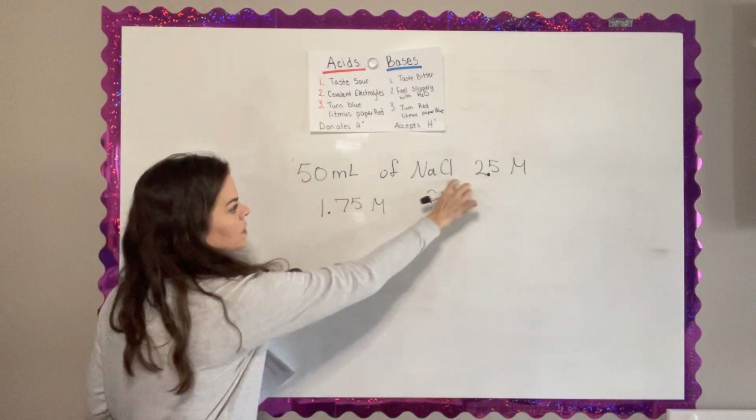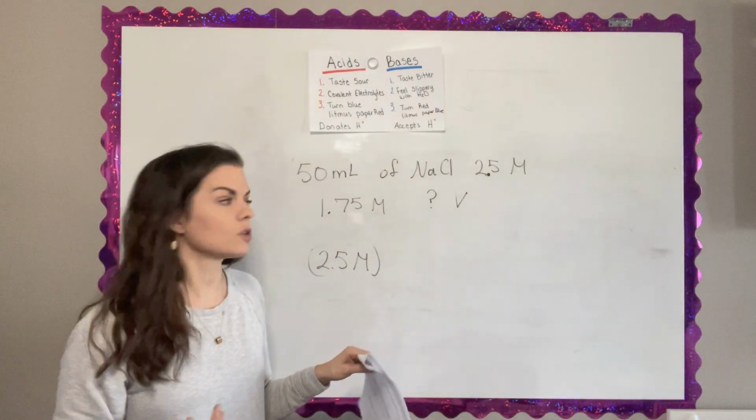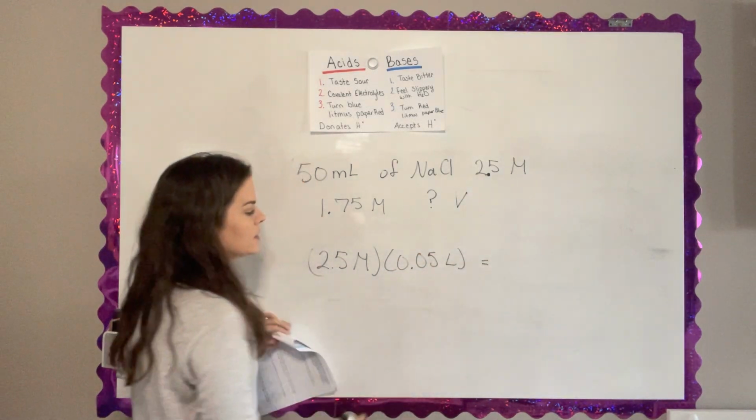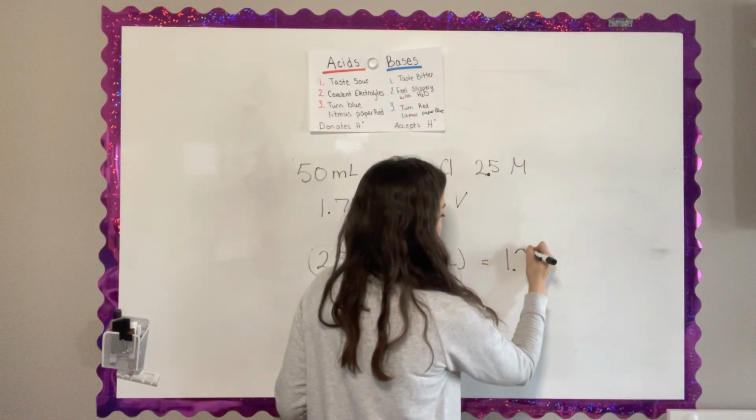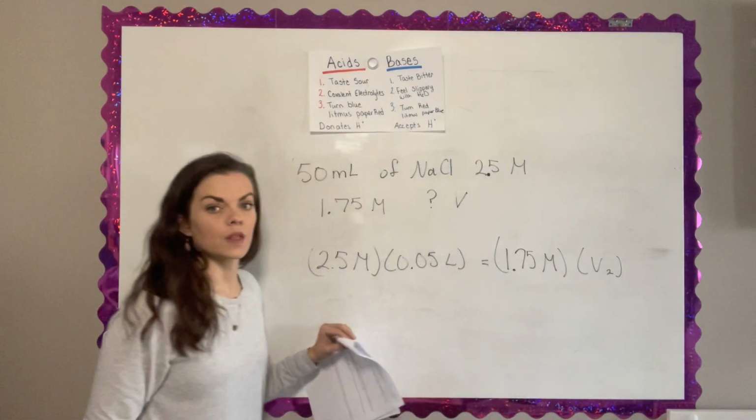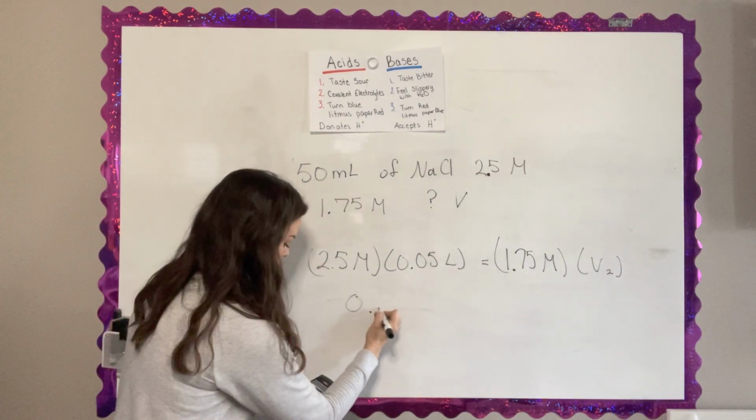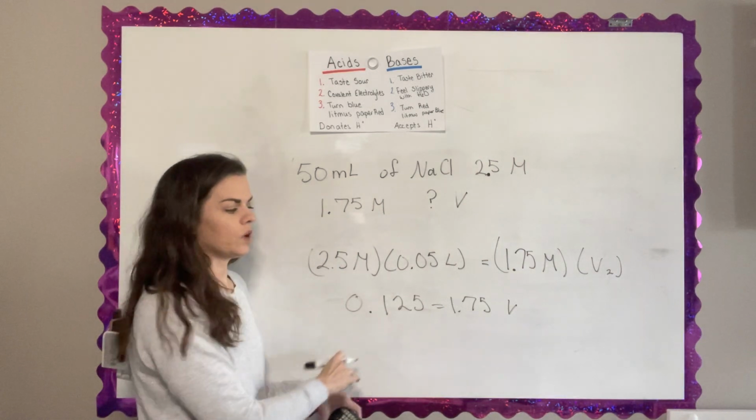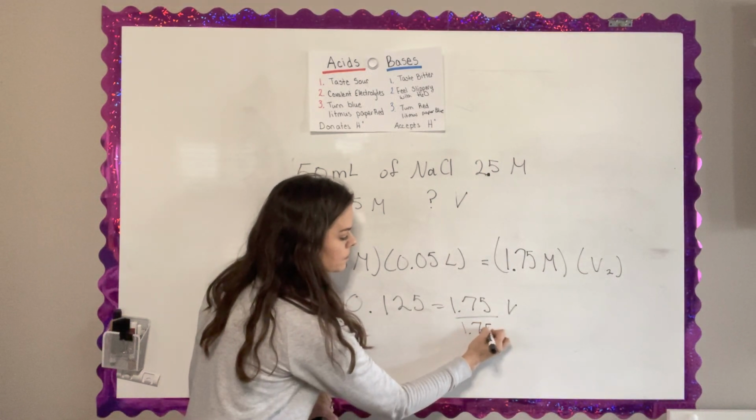So M1 is 2.5 times the volume. Since your book is doing it in liters, let's go ahead and put it in liters. So you've got 0.05 liters. And it is going to be equal to M2, so the molarity that I'm going to, which is 1.75. And I'm just looking for the volume of that. And so if I go through this and I do 2.5 times 0.05, I get 0.125 equals 1.75 times volume, so I'm going to divide by 1.75 to get volume alone.